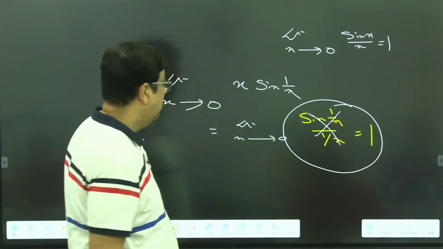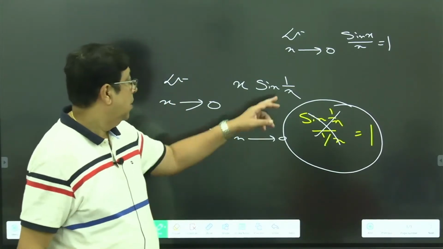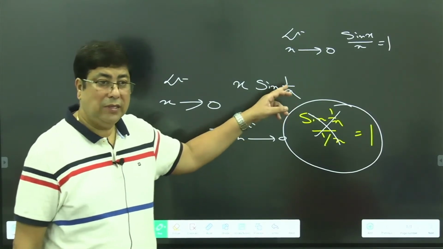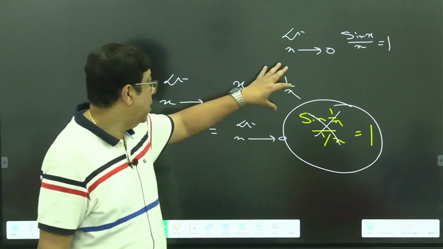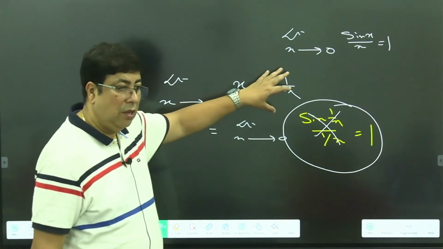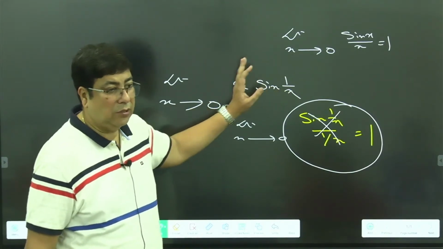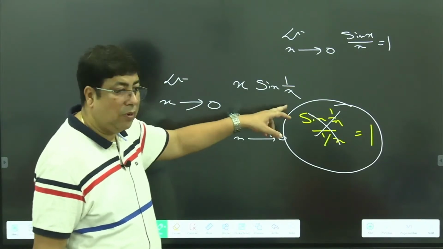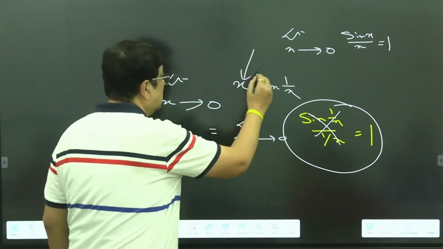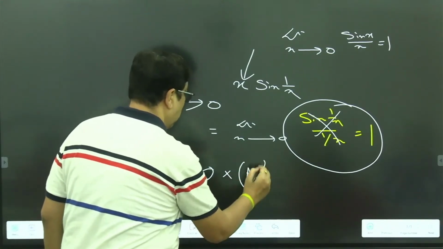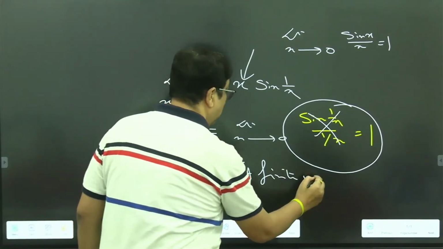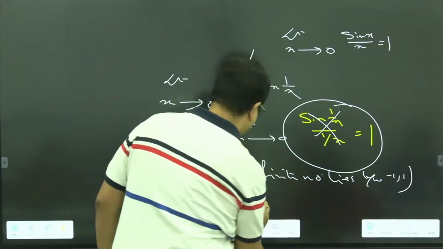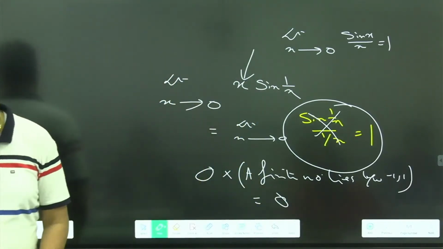So what we will do? I am telling you the answer of this question. X is tending towards 0, positive or negative does not matter. Whatever may be, this is a finite quantity. Sin 1 by x is lying between minus 1 and plus 1. X is not exactly 0. But the limit is 0, because 0 into a finite number lying between minus 1 and plus 1 is 0. See this, I am waiting.